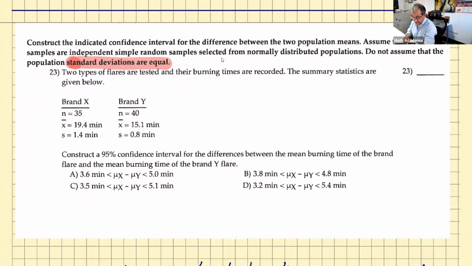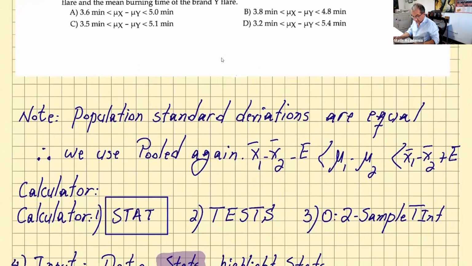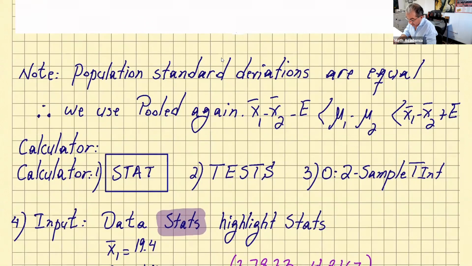Assume the two samples are independent, simple random samples selected from normally distributed populations. These are the requirements. Do not assume that the population standard deviations are equal. Do not assume they are equal, and I have to fix this. So let's go. So they're not equal. So note the population standard deviations are, let me fix this, not equal.